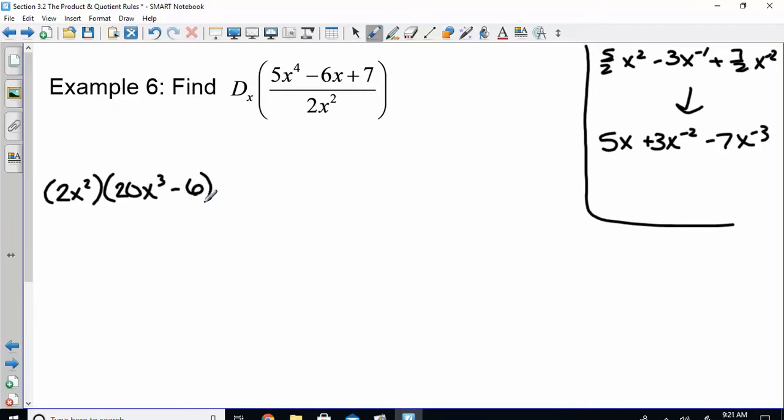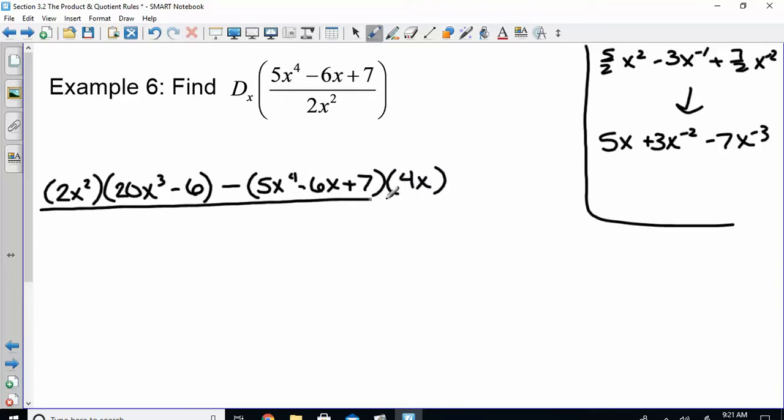X to the third minus 6x. The x would become just a 1, and the 7 would go to a 0. So there's low d high minus high d low. So high, the top, d low, derivative of the bottom would be 4x over low, so the bottom, squared.